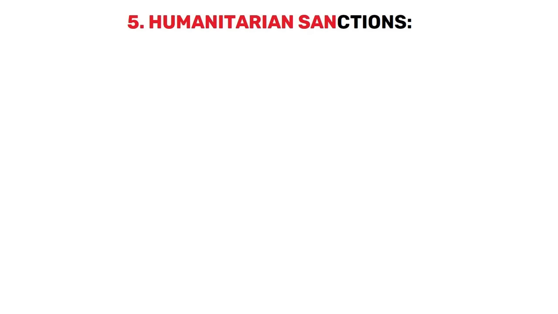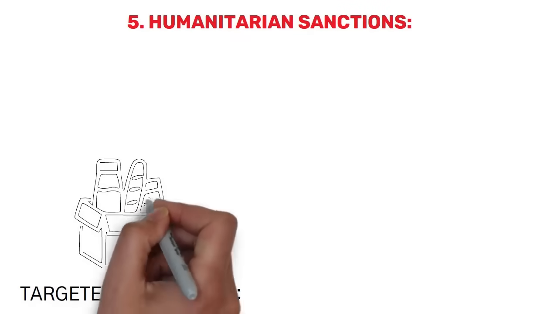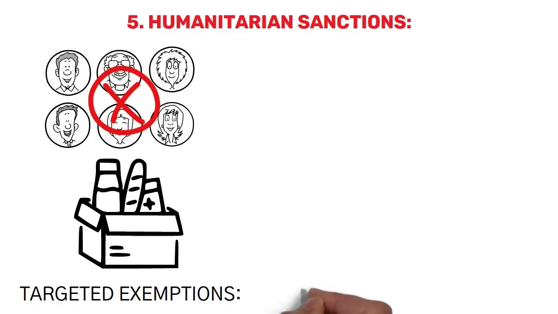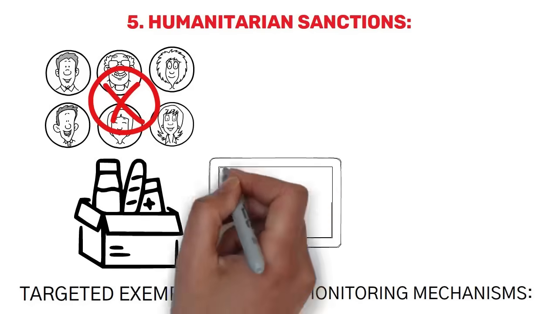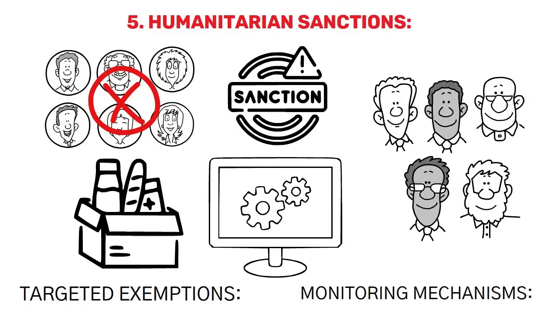5. Humanitarian sanctions. Targeted exemptions, exceptions or waivers for certain humanitarian goods or services to ensure no harm to vulnerable populations. Monitoring mechanisms, monitoring the impact of sanctions on humanitarian conditions and adjustments.